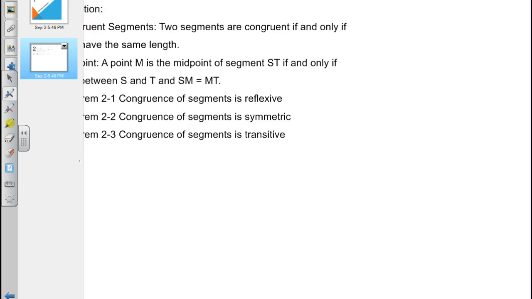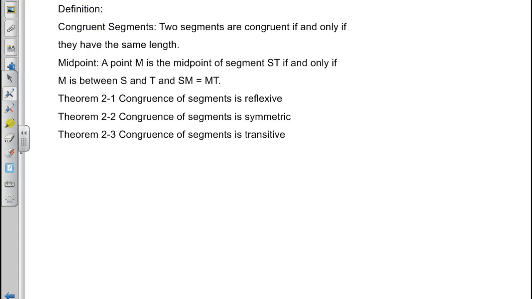So you need to write these terms in your definition section. Actually, you have a sheet that has definitions and you have one with theorems, so you need to add these on there. Congruent segments: two segments are congruent if and only if they have the same length. Remember, if and only if means it works both ways. So two segments are congruent if they have the same length, and if two segments have the same length, then they are congruent.